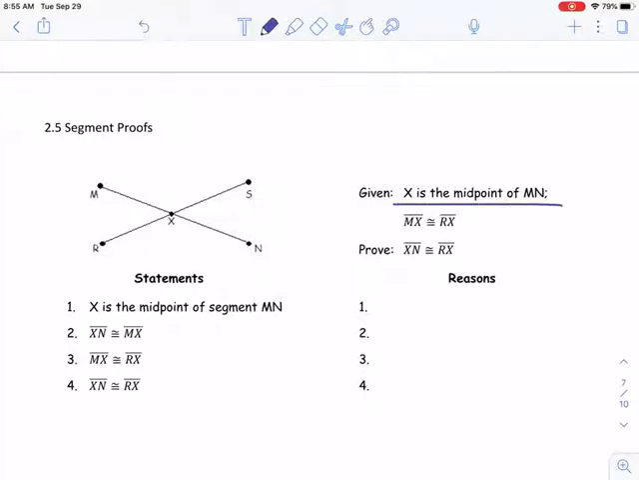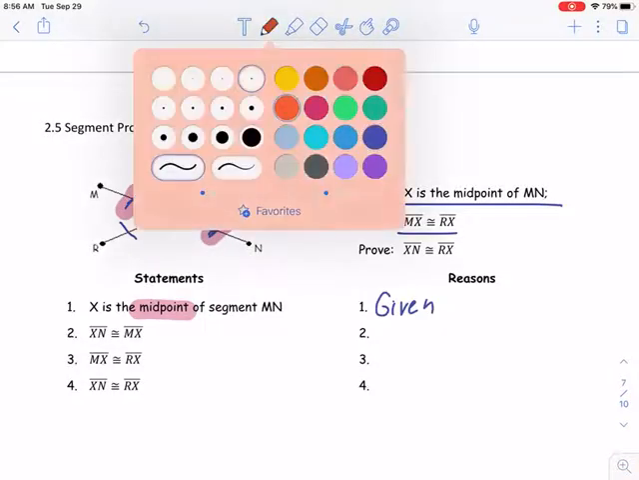X is the midpoint of MN. MX is congruent to RX. So by putting these 3 tick marks, I see that we have 3 segments that are congruent to each other, given. Alright, now remember we have midpoint, we're talking about XN and MX. We're going to use the buzzword, definition of midpoint.